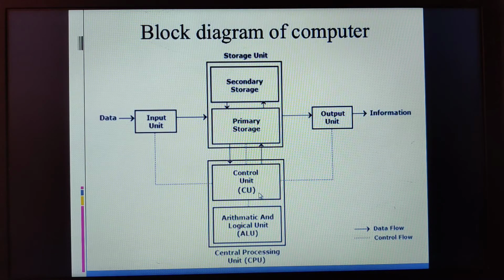System software actually controls and monitors the various devices of the computer system. How is it controlling? By sending signals, by sending this control flow. This central processing unit is controlling the working of all the input devices.